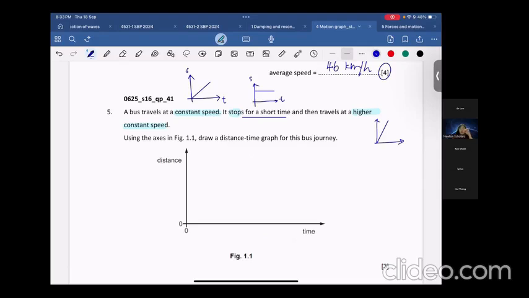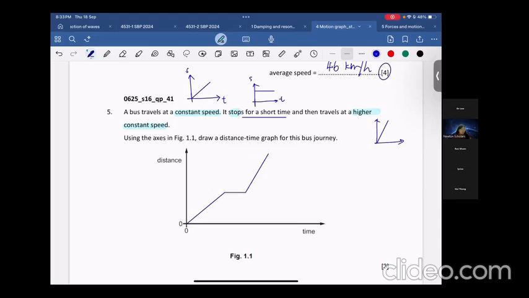So actually there are three parts of motion. We have to combine these three. Constant speed, something like this. Stop for a short time. Then with a higher constant speed, I should draw another line, but this line has to be steeper than the first one. Something like this. Is that clear? Boys and girls, give me some response. Is that clear for this question? Okay, Hui Tong, thank you.